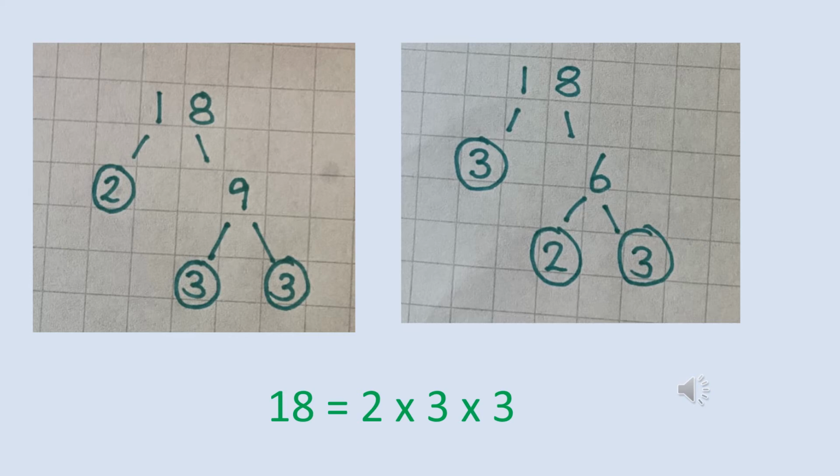Or some of you might have started with 3 times 6 and identified 3 as the prime number, and then broken down 6 into 2 times 3. Note that when I've written out my number statement at the end, I put the numbers in order from smallest to largest. So 18 is equal to 2 times 3 times 3. I hope you got that correct.